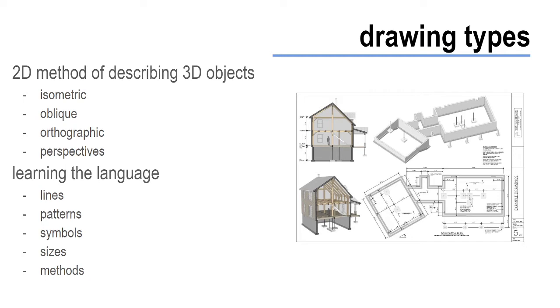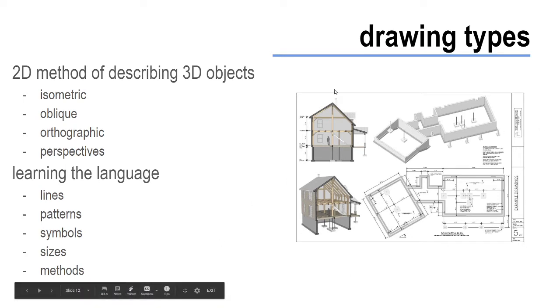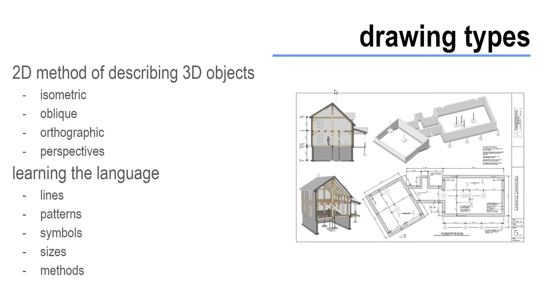And now there are different methods we can use to explain all the different parts of a building. We have what is considered our 2D method, which would be orthographics, and then different 3D style drawings, which would be our isometrics, our obliques, and our perspectives.